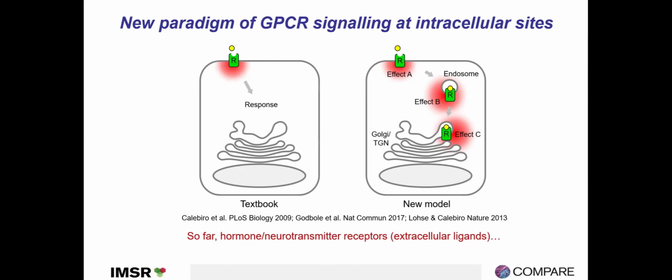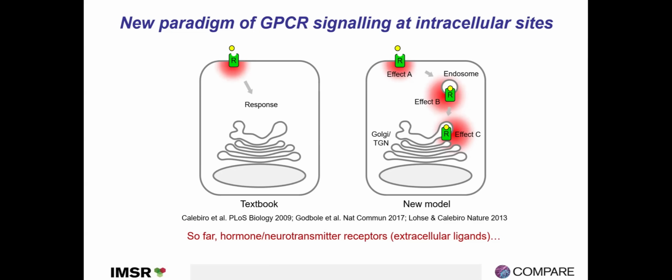However, I have to say that most of the work that has been done so far has been dealing with receptors for hormones or neurotransmitters, which intrinsically require the neurotransmitter or the ligand to reach the extracellular space and bind receptors initially located on the cell surface, or in a few cases, it has been shown that it can diffuse inside cells and activate receptors that are already located inside cells.